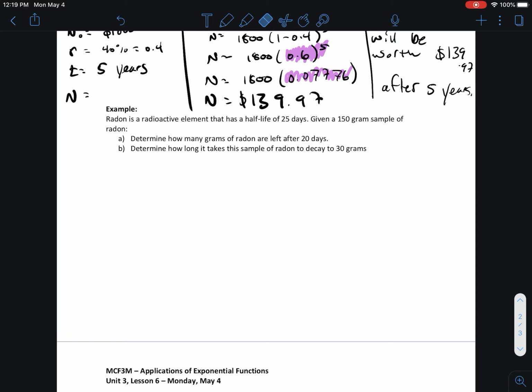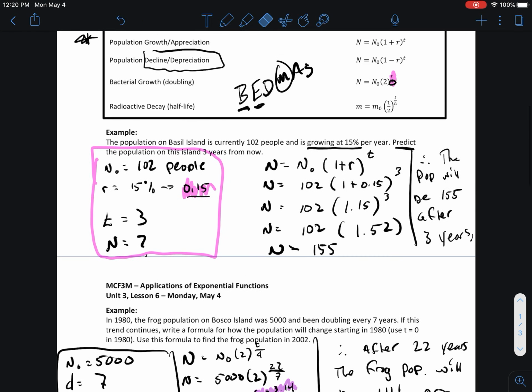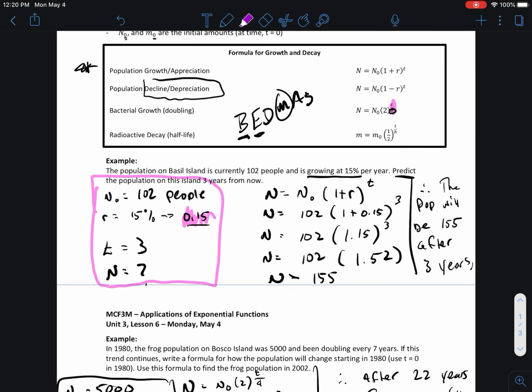So radon is a radioactive element that has a half-life of 28 days. Given a 150 gram sample of radon, part A wants you to determine how many grams of radon are left after 20 days. So let's do part A. Again, I see the half-life thing. I know I'm going to use this half-life equation, the one with the half in it.